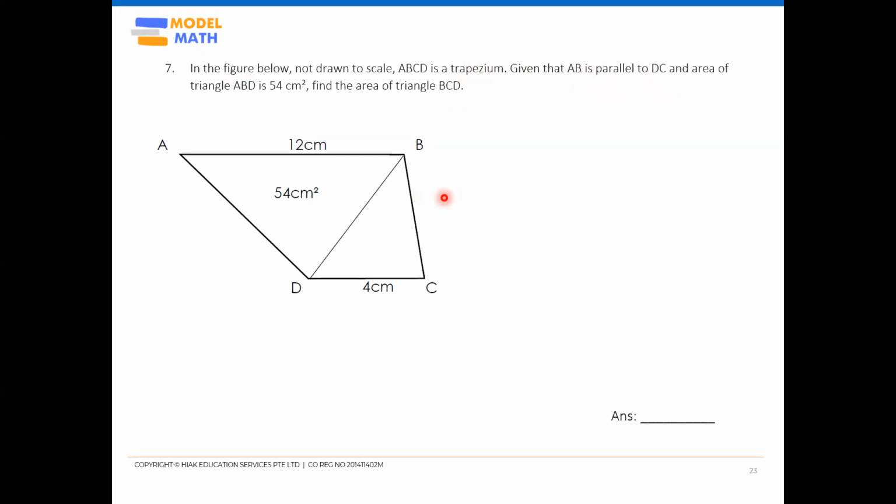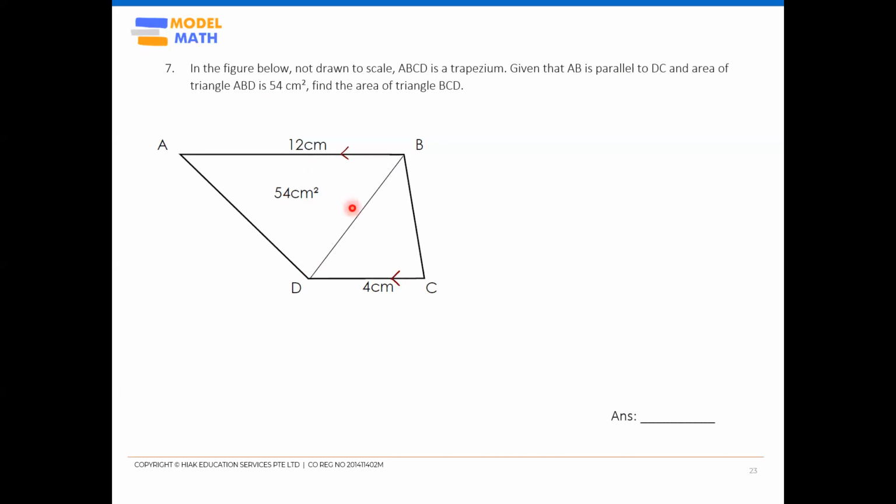First things first, annotate the parallel symbol on your diagram, using the two arrows. The area of triangle ABD is 54 cm squared, already provided here, and we are supposed to find triangle BCD. If you look at this question, I have two triangles, very obvious, and these two triangles are what we are working with.